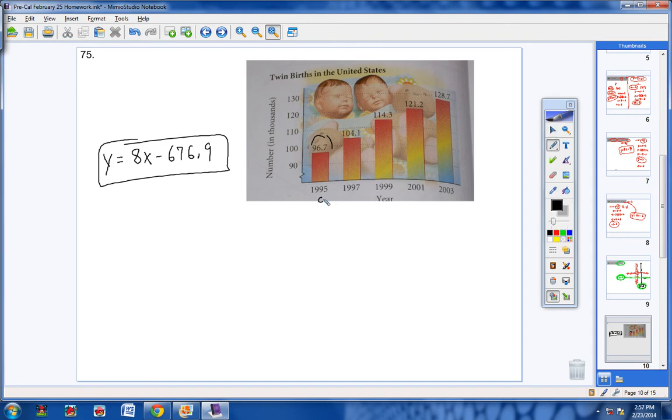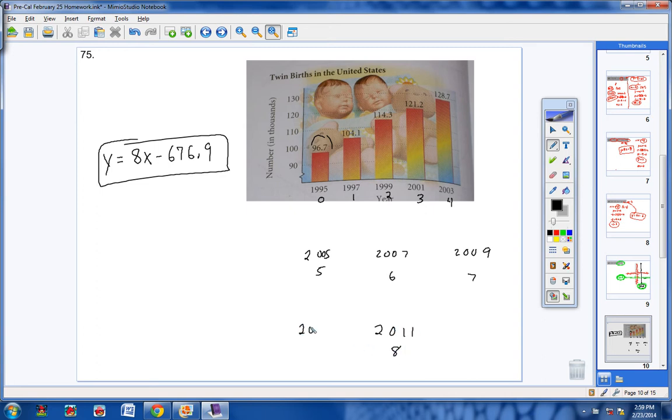Remember this, 1995 is 0, 1997 is 1, 1999 is 2, 2001 is 3. And so on this scale, it looks like they're going by every 2 years counts as 1. So 2003 would be 4. So here we go. 2005 would be 5. 2007 would be 6. 2009 would be 7. And 2011, now watch this, 2011 would be 8.